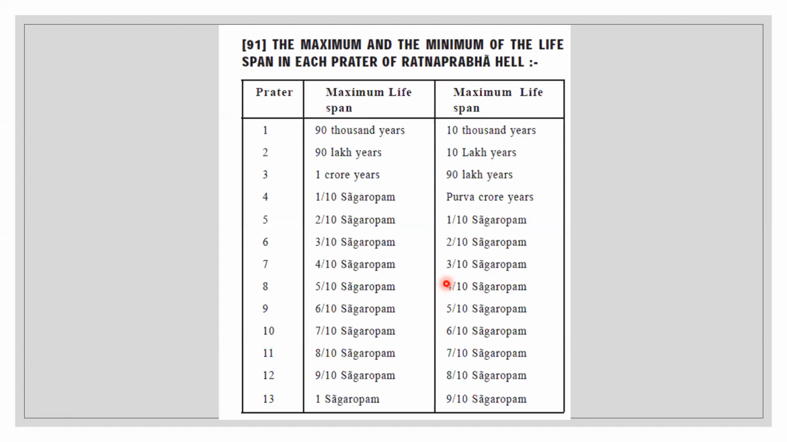So in the second Pratar, the minimum Ayushya is 10 lakh years, maximum Ayushya is 90 lakh years. In the third Pratar, its minimum Ayushya is 90 lakh years, maximum Ayushya is 1 crore years. And if you go down, in the 13th Pratar, the minimum Ayushya is 9/10 of a Sagaropam and maximum Ayushya is 1 Sagaropam. So if you look at the first Narkavas, the minimum Ayushya is 10,000 years and maximum Ayushya is 1 Sagaropam. But again, they have got 13 different places where the Jeeves are born in the first Narkavas.